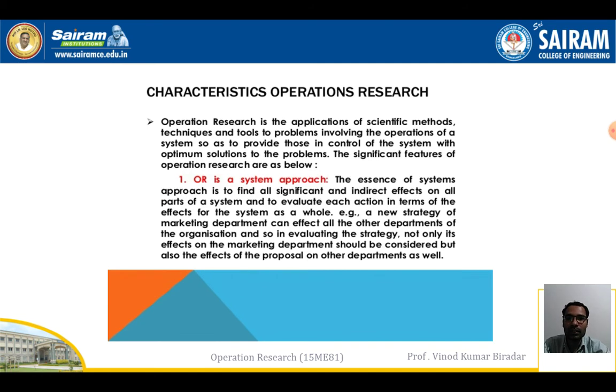So the first characteristic is that OR is a systematic approach. Systematic approach means that even if you take any complex problem, or if you want to research or develop your own project, you have to know how to approach it, that is, the way of approaching that project and finally reaching success. The way of doing that is called a system approach. The essence of a system approach is to find all significant direct and indirect effects on all the parts of a system, and to evaluate each action in terms of its effect on the system as a whole.